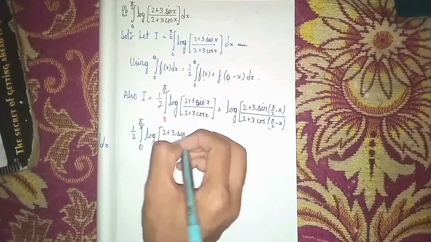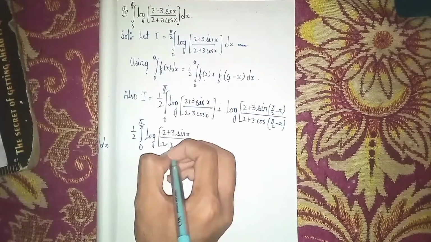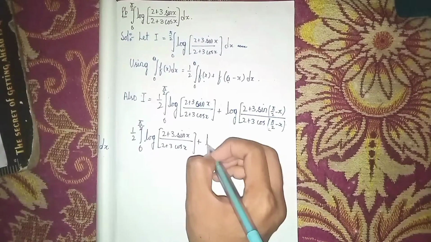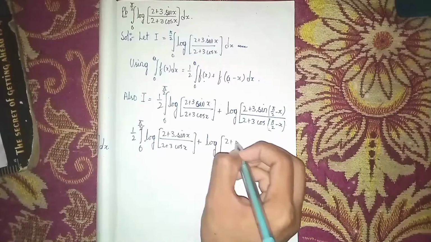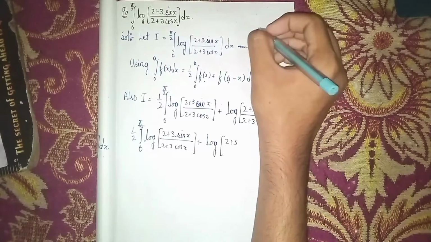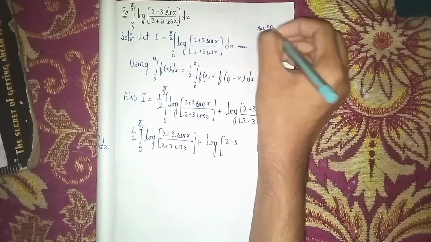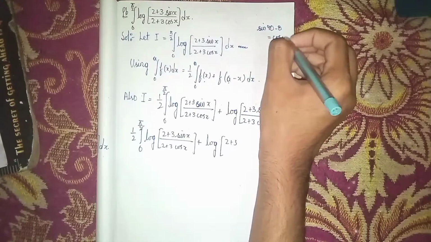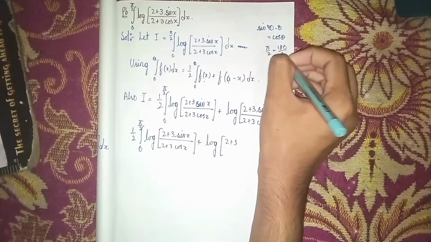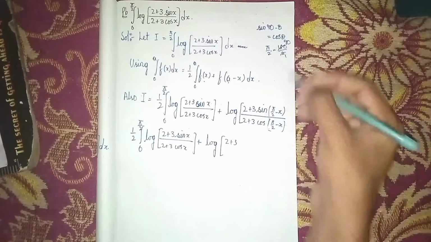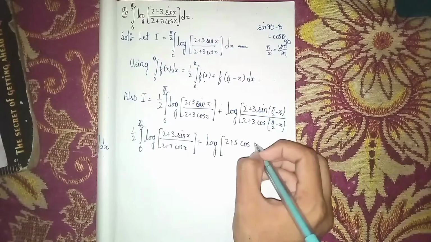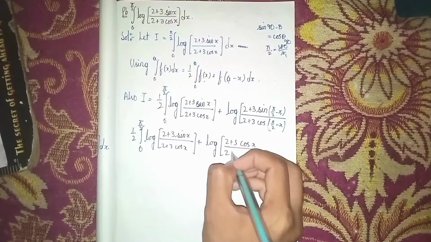It is (2+3 sin x)/(2+3 cos x), plus, now here log of 2+3. Now we are using one of our older identities: sin(90 minus theta) is equal to cos theta. Why 90 minus theta? Pi by 2 is known as 90, because pi is equal to 180, so pi by 2 means 90. Sin(90 minus theta) is equal to cos theta, so here it becomes cos x by 2+3.